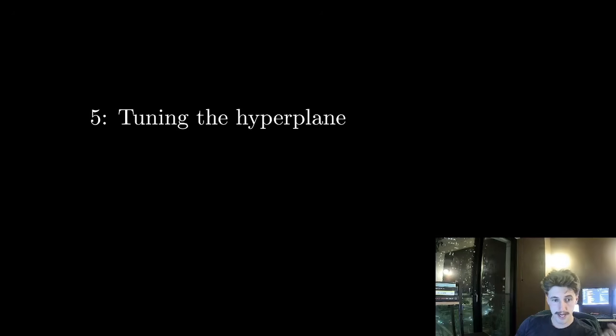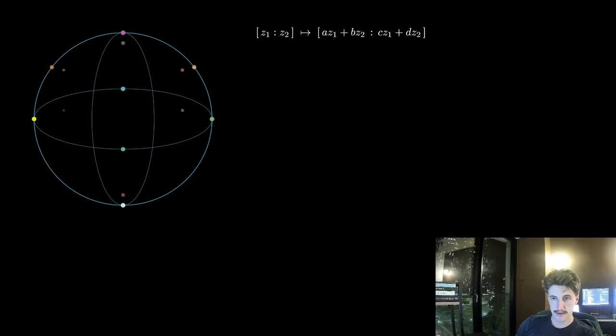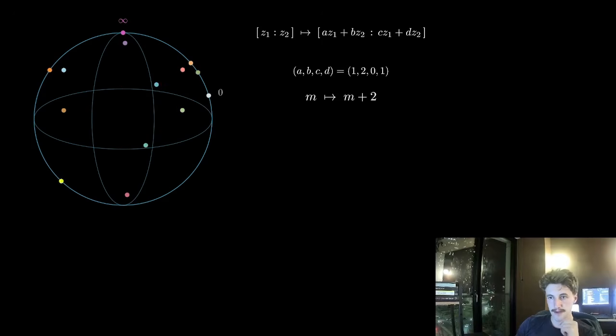How do we tune the hyperplane? So to explain this, we first need to understand what a Mobius transform is. If we take a look at the P1 space, one point in projective space, each point represents a ratio between two complex numbers z1 and z2. So we can pick four coefficients a, b, c and d, and then transform the z1 coordinate to be az1 plus bz2, and then transform the z2 coordinate to be cz1 plus dz2.